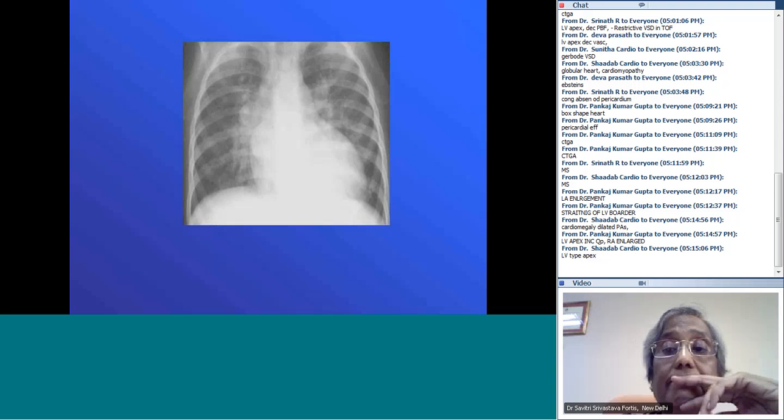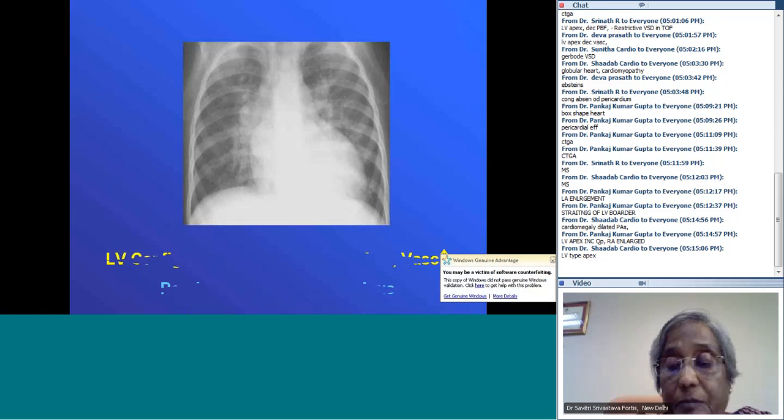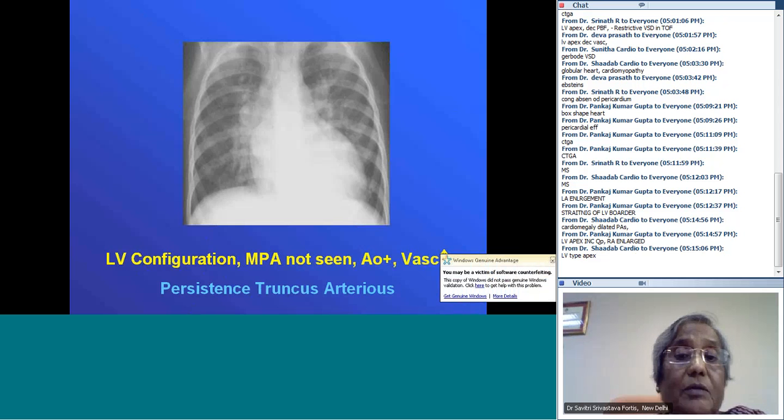So main pulmonary artery not seen. This is the aortic shadow, which is prominent. There's a very prominent pulmonary vasculature. This is of course the left atrium. So there's a large left to right shunt. But you are not seeing the main pulmonary artery, but you are seeing a dilated aorta. So what should you think? And if this patient is also dusky, then clearly it is a persistent truncus arteriosus.